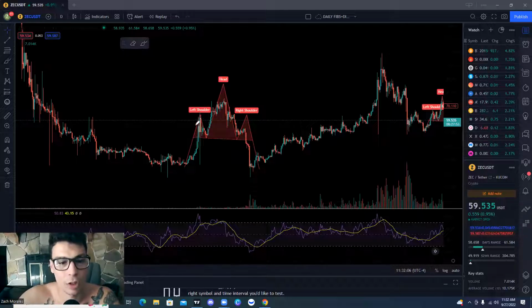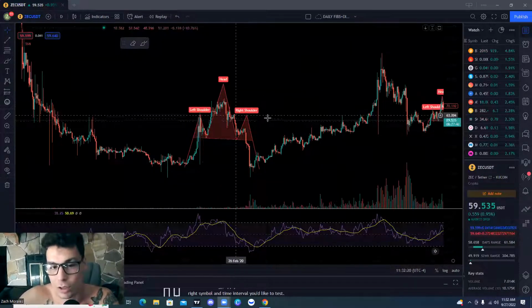The first pattern we're looking at here is a head and shoulders. You have your left shoulder, you've got your head, and you've got your right shoulder right here. And you can see we got the full play out. The move played all the way out. So that was a very easy one to spot.